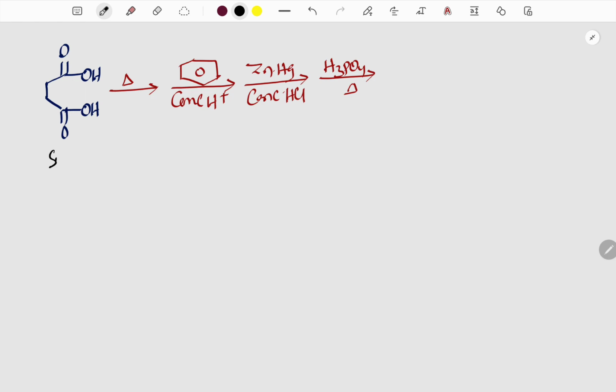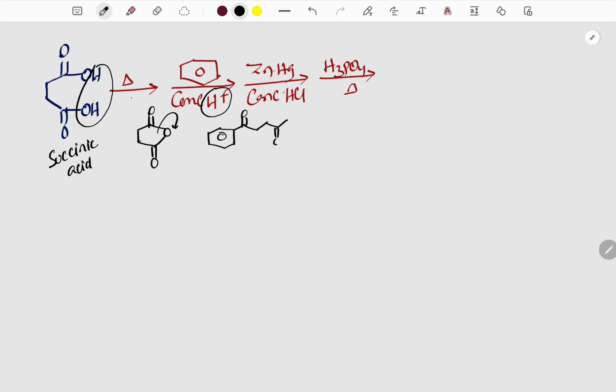It is succinic acid. When succinic acid is heated, it undergoes dehydration and forms the corresponding succinic anhydride. When this succinic anhydride is treated with benzene in the presence of H plus, it undergoes electrophilic aromatic substitution and gives the corresponding product like this. Now it is treated with zinc amalgam. The keto group will be reduced, the acid cannot be reduced, therefore the product is the corresponding keto-reduced product like this.